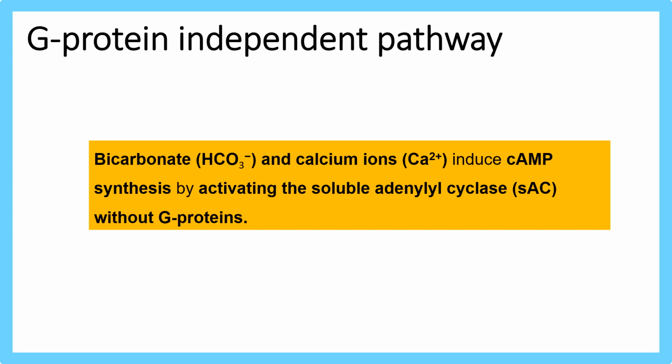So, the G protein independent pathway. You can also activate the adenylyl cyclase, which is involved in production of cAMP, without the use of the G proteins. And this can be achieved by calcium ions and bicarbonate ions.